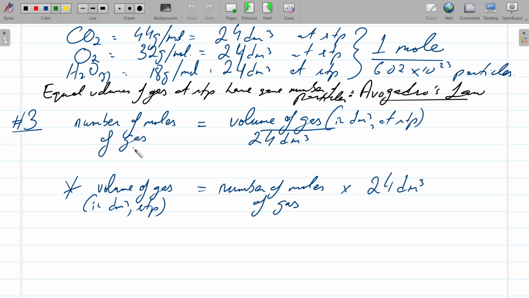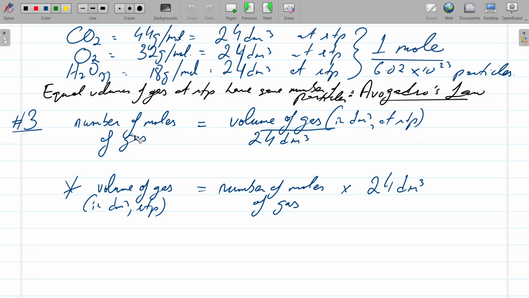Then we came to talking about gases, and Avogadro's law states that equal volumes of gases at RTP have the same number of particles, or in other terms, 1 mole of a gas at room temperature and pressure. Room pressure is 1 atmosphere, and room temperature is about 25 degrees centigrade. So under those conditions, 1 mole of a gas will occupy the same volume, which is 24 decimeter cubed or 24 liters of volume, and will have obviously 6.02 × 10^23 particles.